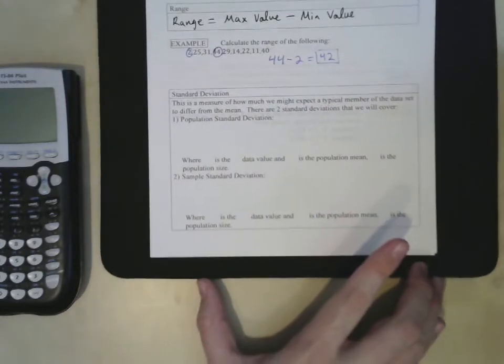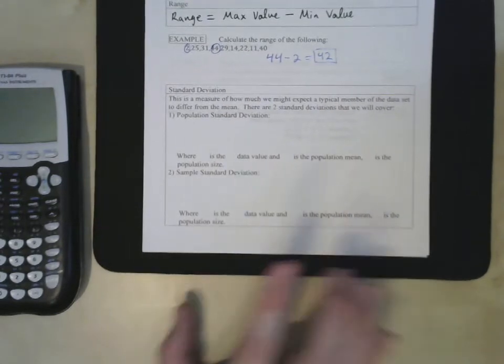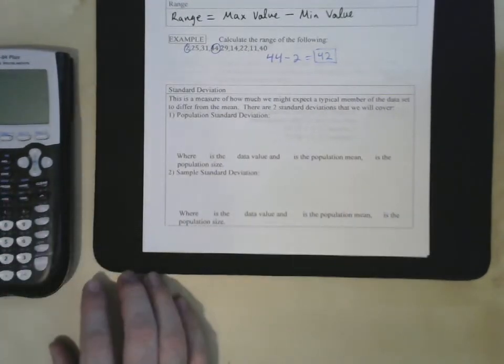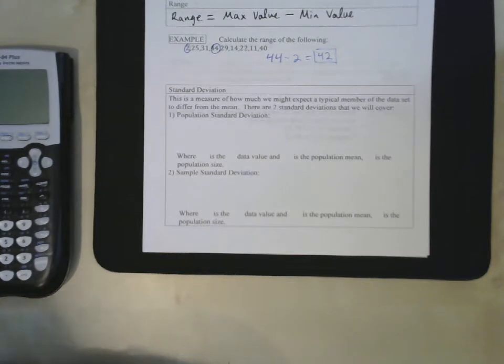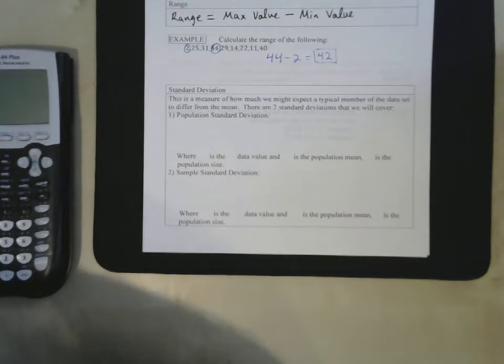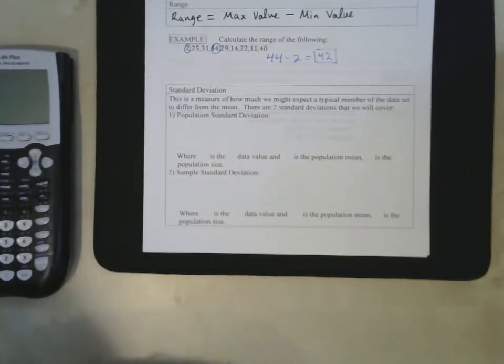So let's talk about the big one, the standard deviation. The standard deviation measures how much we might expect a typical member of the data set to differ from the mean. So in general, what we're talking about here is, on average, how far away is any one data point from the average? And that may seem weird, but we'll talk about that more as we get through the definition and look at some examples.